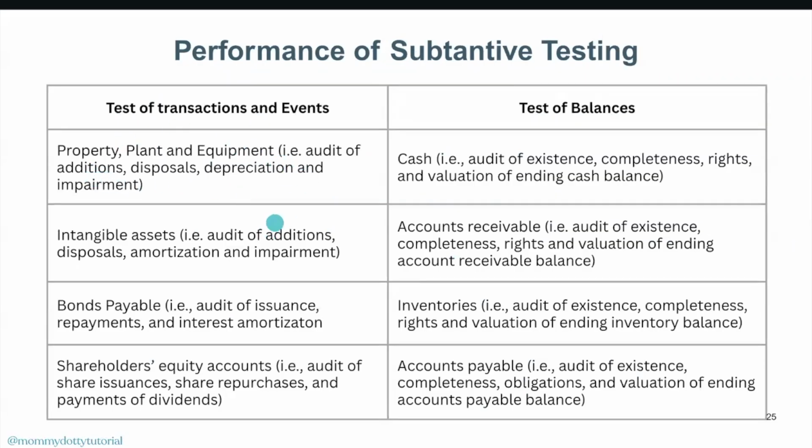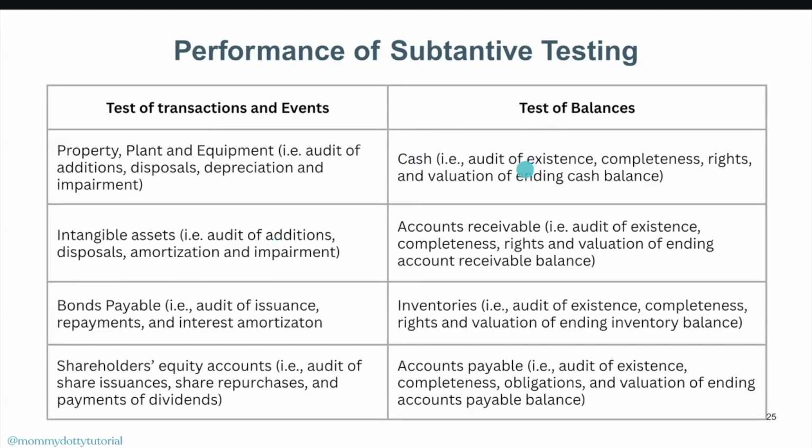Property, plant, and equipment: audit of additions, disposals, depreciation, and impairment. Intangible assets: audit of additions, disposals, amortization, and impairment. Bonds payable: audit of issuance, repayments, and interest amortization. And the shareholders' equity accounts: the audit of share issuances, share repurchases, and payment of dividends.